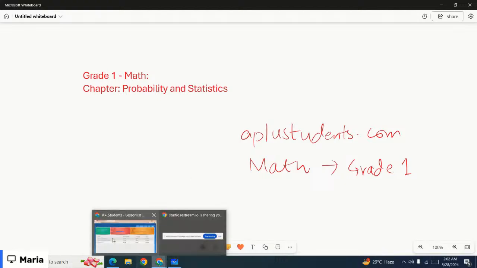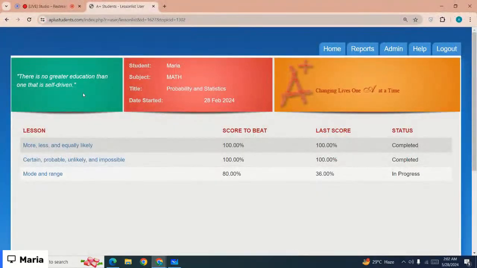So let's just start with the chapter probability and statistics. Here I am on grade 1 math. The chapter we are on right now is probability and statistics. Let's just start with the first lesson, that is more, less or equally likely.